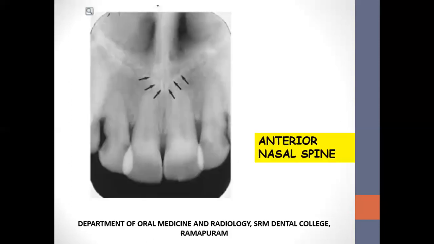The second structure is the anterior nasal spine. The anterior nasal spine is most frequently demonstrated on periapical radiographs of the maxillary central incisors. It is located in the midline and lies approximately 1.5 to 2 cm above the alveolar crest, usually at or just below the junction of the inferior end of the nasal septum and the inferior outline of the nasal aperture. It is radio-opaque because of its bony composition and is usually V-shaped.